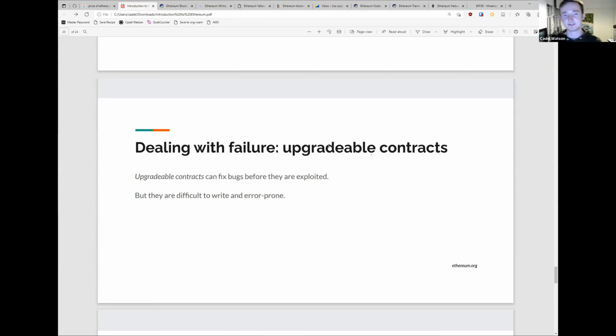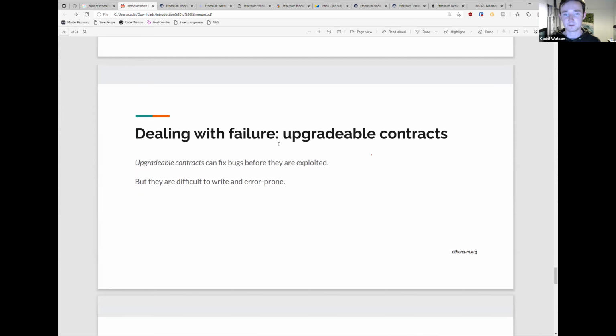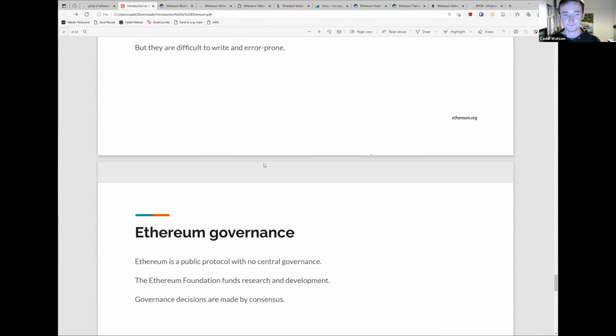But some developers have worked out a way to get around that limitation somewhat, and you can upgrade parts or all of your smart contract. So if you discover a bug, you can fix it in the contract rather than having to move everyone to a new contract. So these can fix the bugs before they're exploited, but they're also quite hard to write, and hard to write in a secure way. But we will talk a bit about upgradable contracts and how to build them later on.